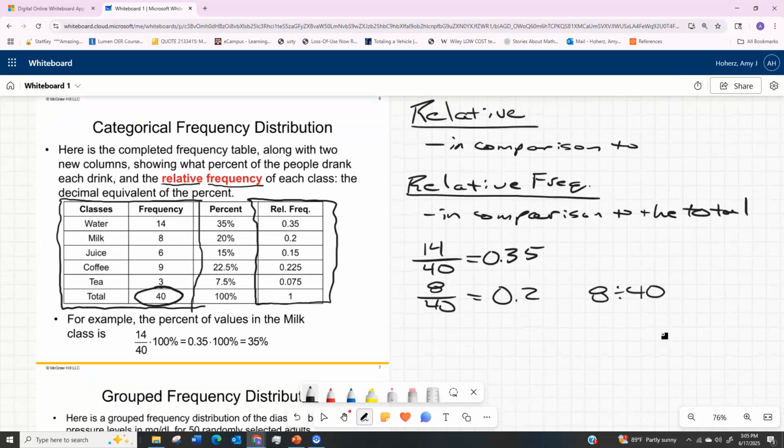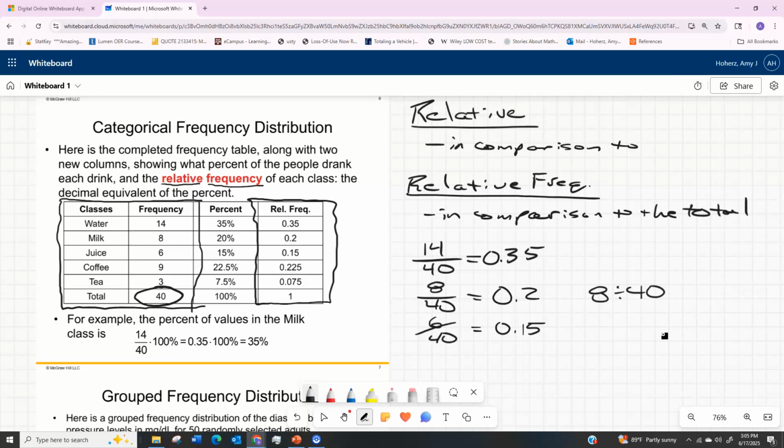So if we did 6 out of 40, 6 divided by 40 is 0.15. And so 0.15 of the data, or 15% of the data, was people answering that they drank juice. So instead of being out of 40, we're converting it to what would it be out of 100? Or what would it be out of if we think of the total as one whole?